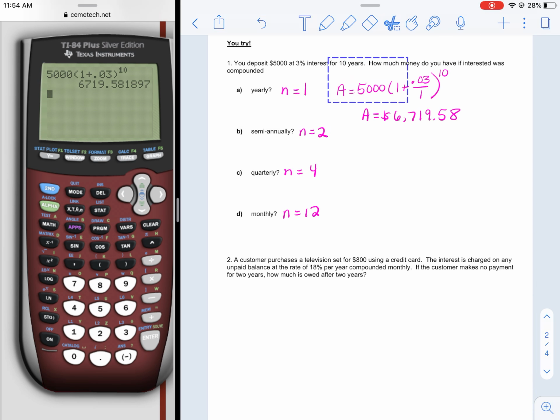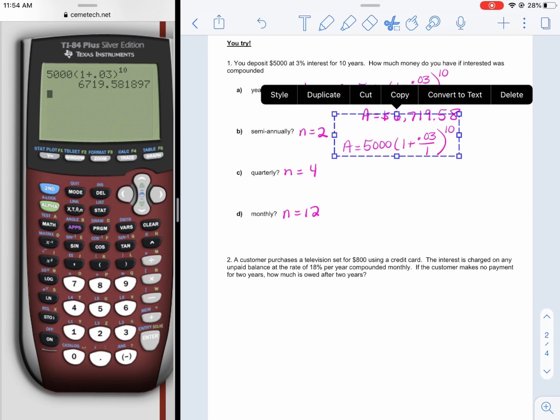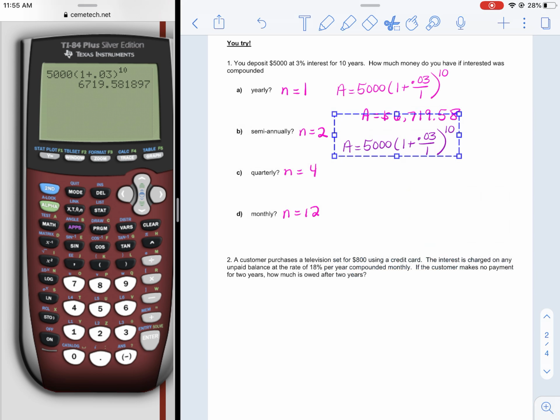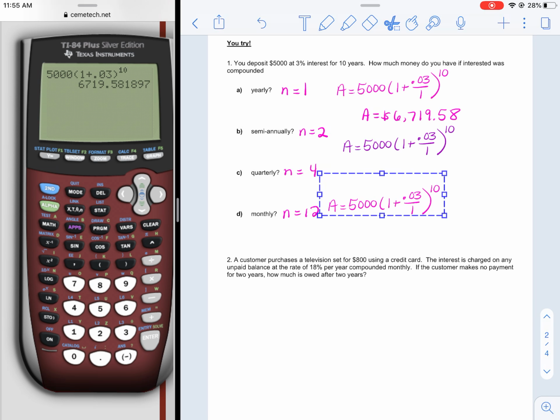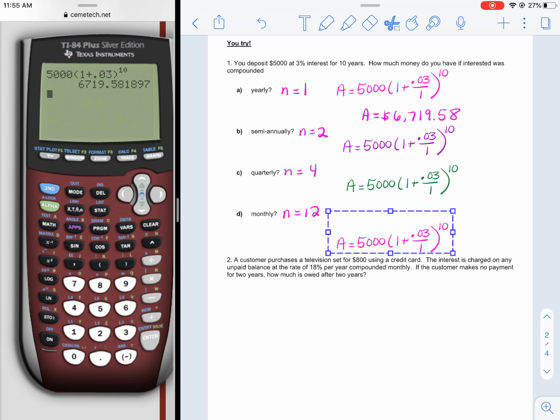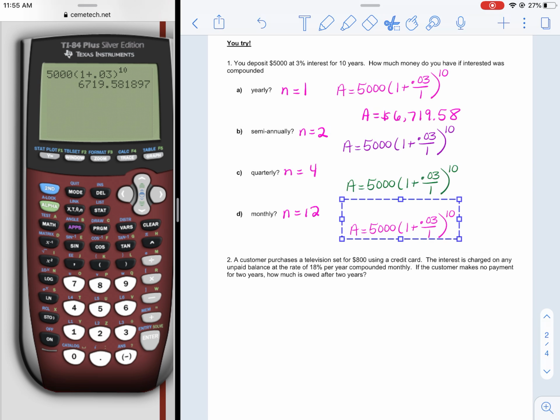Okay, I'm actually going to go ahead and copy that first equation, take a little shortcut here. I'm going to paste it. Maybe I'll change the color so we can kind of distinguish. I'm going to paste it again. And then I'm going to paste it one more time because all we have to do now is change the n value here. All right, so answer number 1 there, we got $6,719.58.